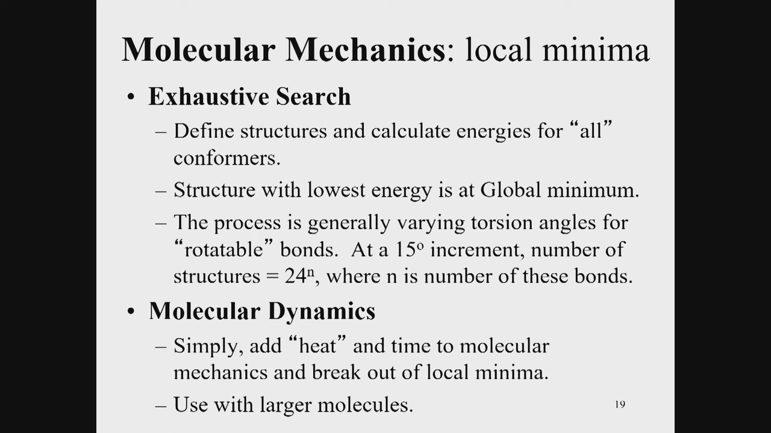So, for example, we could vary the torsion angles of rotatable bonds, and I'll show an example of that in the next slide. If we rotate our rotatable bonds by about 15 degrees each turn, the number of structures we would have to calculate would be 24 to the n, where n is the number of bonds we have to rotate. Now, if n is 1 or 2 or 3, it's not a big deal. We can calculate a few hundred or a few thousand structures without any problem at all. But if n gets up to be 10, 12, 15 or something like that, then we're talking about billions or more structures, in which case it's not going to be a simple mathematical problem, but actually a much more complicated problem. So the other approach is called molecular dynamics.